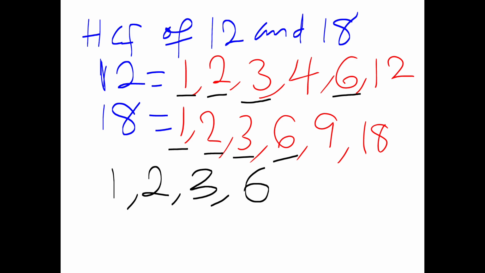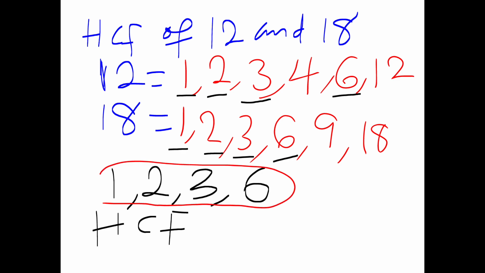Do you have another number that is in 12 and 18 at the same time? No. Very good. So as such, our highest common factor is the highest number among these numbers. And what is the highest? 6. Very good. So our HCF for 12 and 18 is what? 6. You can see it is very easy to get.